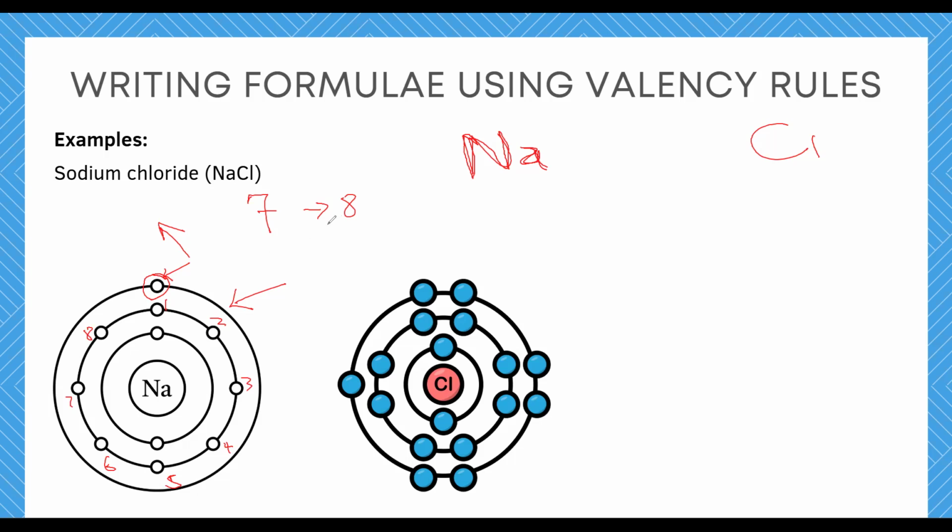So now it needs to gain 7 electrons for it to reach 8, and it needs to lose just 1 electron for it to reach 8. Which one is the smaller number? 1. So what is the valency? 1. I still don't get it. I'm going to explain it one more time. Okay? Hold on.